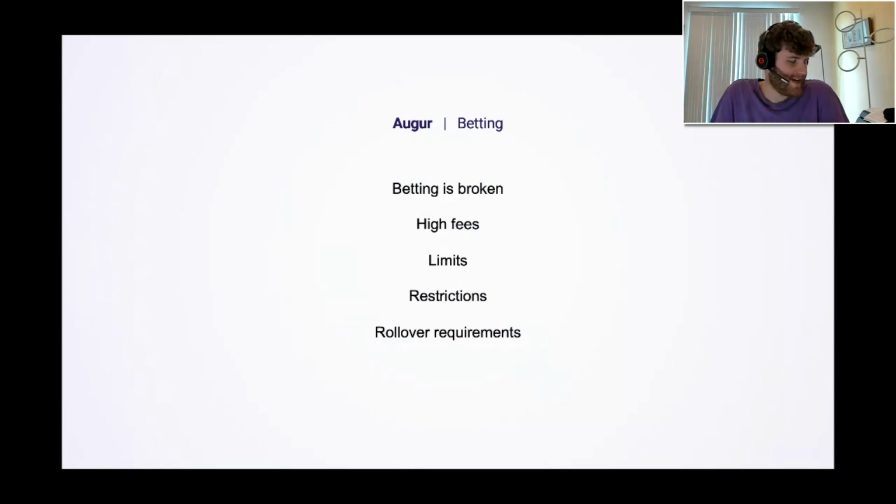And so the main thesis behind Augur is that for betting, we think betting's broken. It has very high fees, very low limits, and a lot of restrictions. There are things like rollover requirements that mean if you bet $100, maybe you need to bet it 5 or 10 times before you can withdraw. Usually people lose most of their money by that point. So there are a lot of issues with betting as it exists today, specifically around people who are betting large amounts, who are whales and who are people who make the market.